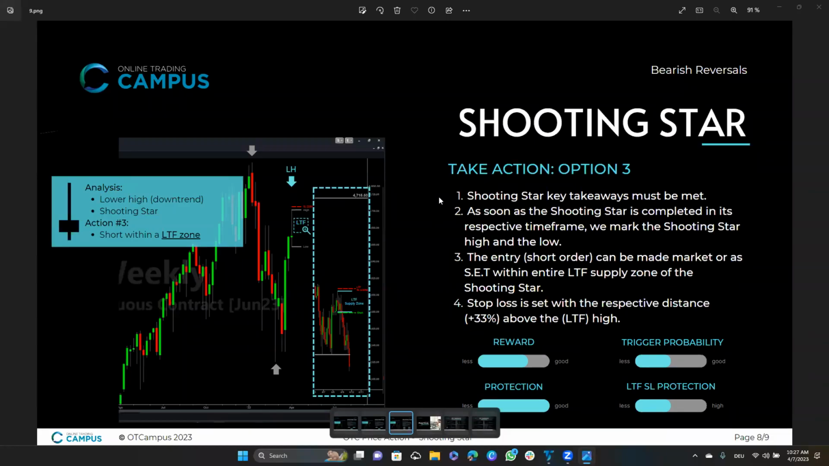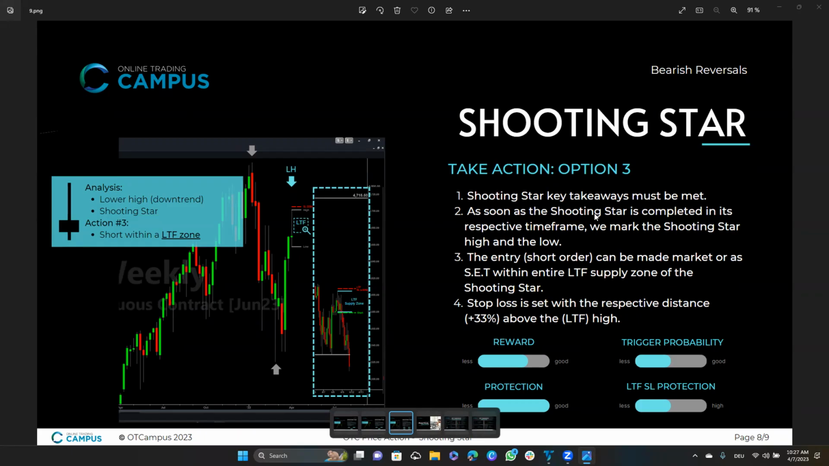Option number 3, guys. Shooting star key takeaways must be met. Yes, it's the same shooting star. As soon as the shooting star is completed in its respective time frame, we mark the shooting star high and the low. Done. And now, time for action, guys. Short within a lower time frame zone. Always a little bit tricky for you, I know.